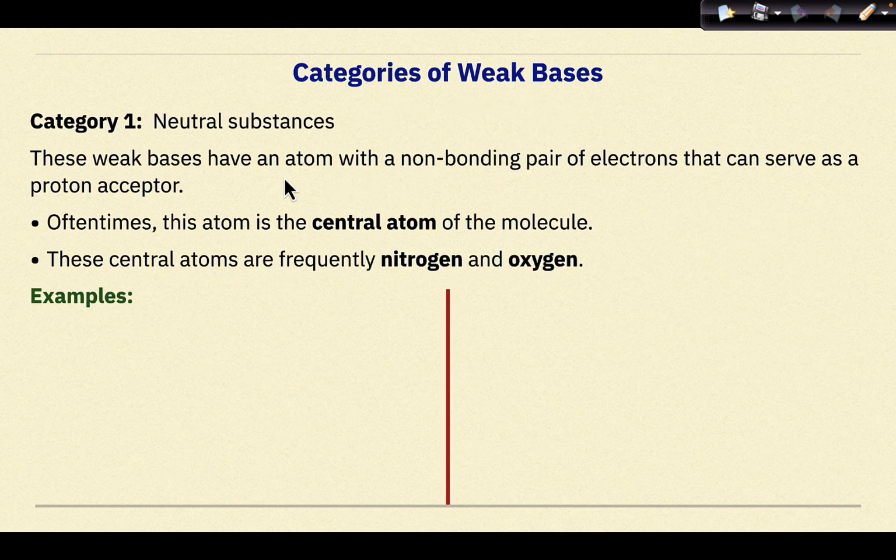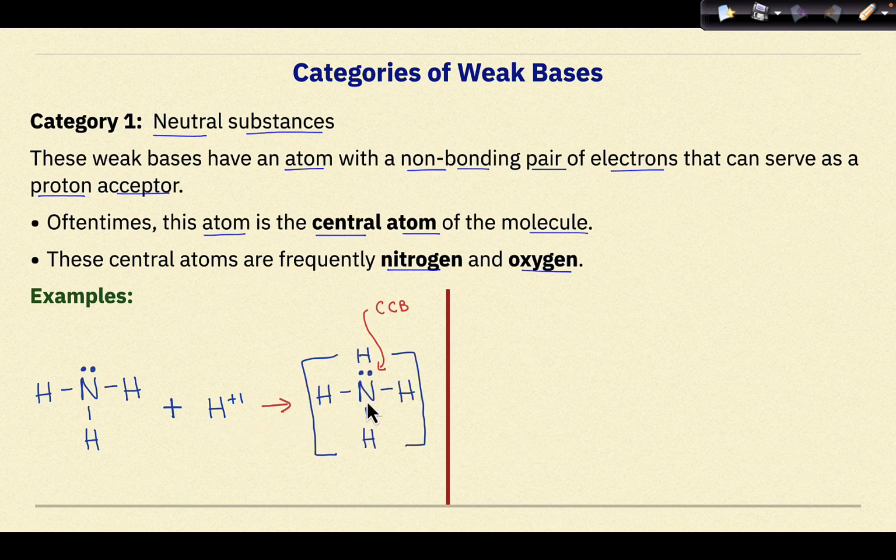Categories of weak bases. Category 1 includes neutral substances. These weak bases have an atom with a non-bonding pair of electrons that can serve as a proton acceptor. Oftentimes, this atom is the central atom of the molecule. These central atoms are frequently nitrogen and oxygen. So as an example, here we have the structural formula for ammonia. We'll notice here that it has a lone pair. If we add a hydrogen ion to this, we will produce the ammonium ion, so that coordinate covalent bond is this bond right here.